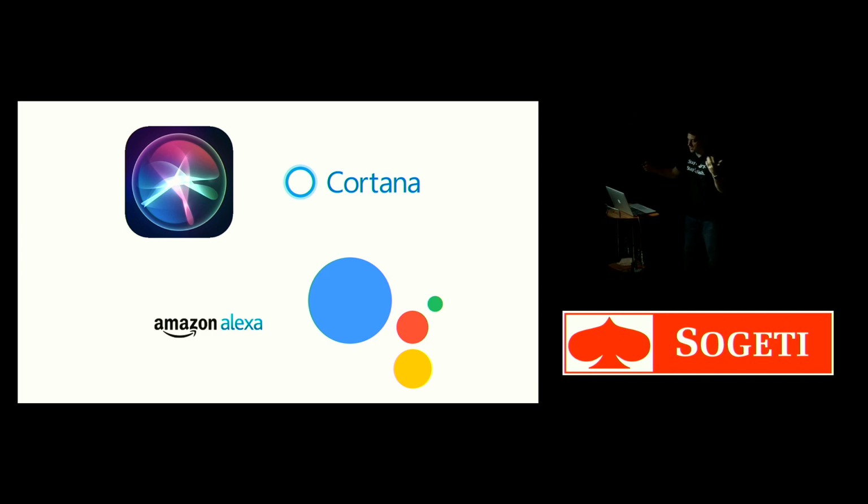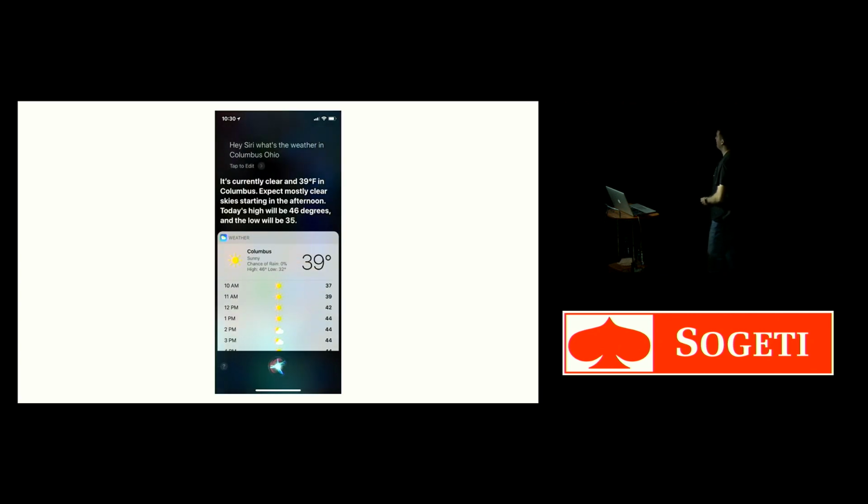And kind of the general interaction between those looks like this. Hey Siri, what's the weather in Columbus, Ohio? degrees in Columbus. Expect mostly clear skies starting in the afternoon. Today's high will be 46 degrees, and the low will be 35.